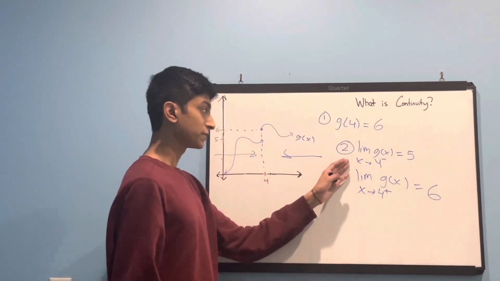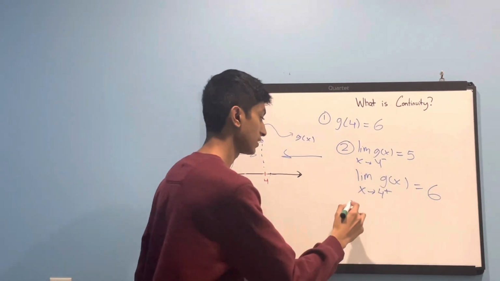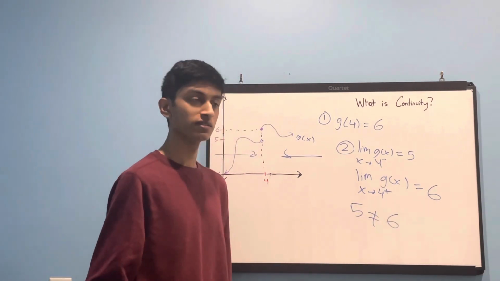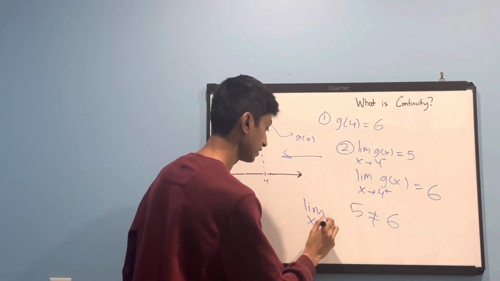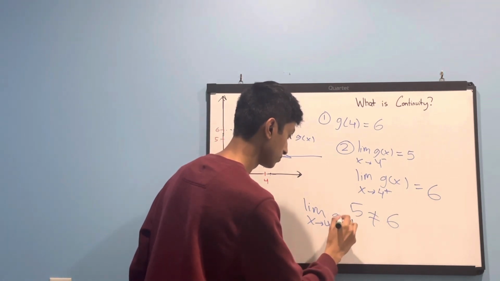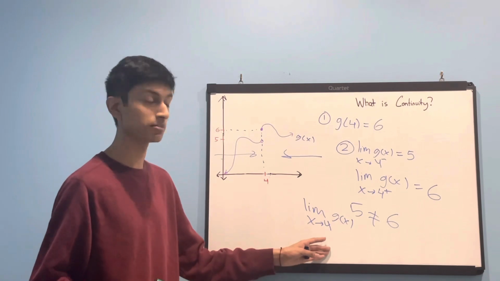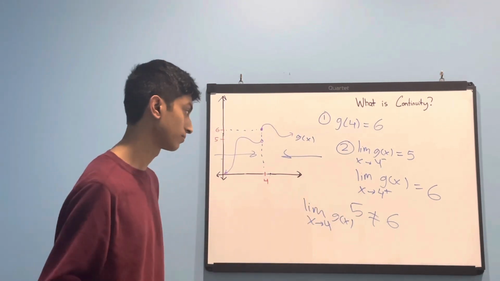Now, the left and the right limit are not the same. This is 5 and 6. 5 does not equal 6. So that means we cannot write this limit. This is not a thing. The limit of g of x as x approaches 4, just in general, not from the left or right, because the left and the right limit are not the same.